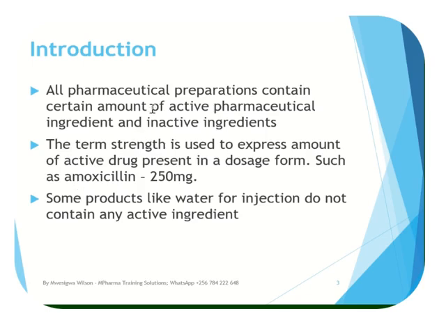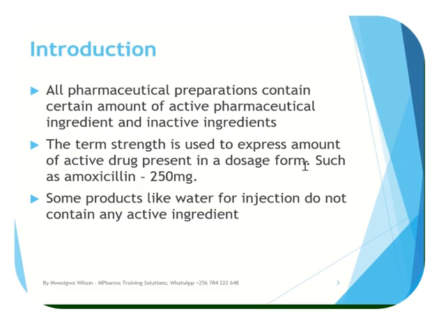Now, as we discussed earlier, all pharmaceutical products contain a certain amount of active pharmaceutical ingredient, or the API, plus the inactive ingredients, or the excipients. And the strength is just used to express the amount of the active drug present in a dosage form.